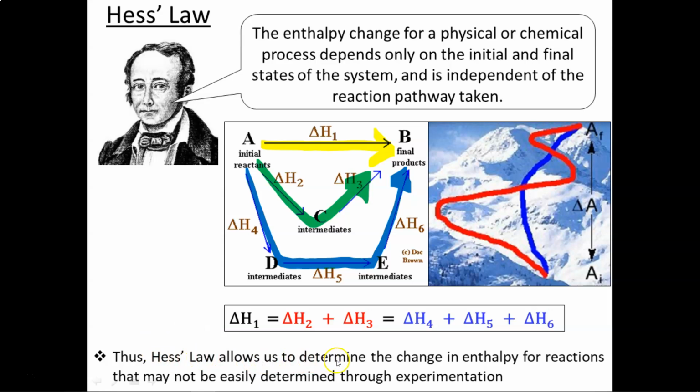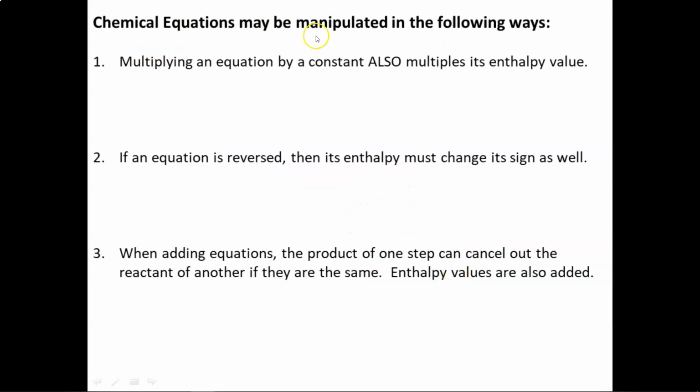Thus, Hess's law allows us to determine the change in enthalpy for reactions that may not be easily determined through experimentation. So let's say I wanted to find the enthalpy change from initial reactants A to final products B. Unfortunately, the direct reaction is either too expensive, too dangerous, or maybe I don't have the equipment for it. Well, Hess's law allows me to take an alternate route, one that may require multiple steps, but perhaps it's cheaper to go this route, or maybe it's less dangerous, or maybe I do have the equipment to do this, but it just takes more steps, that's all. In the end, though, I will still get the same answer as if I had just gone directly from A to B. Alright, so now that we have Hess's law, we can use it to help us manipulate equations in order to calculate enthalpy values that we otherwise normally could not have.